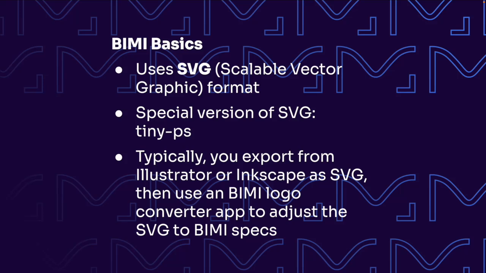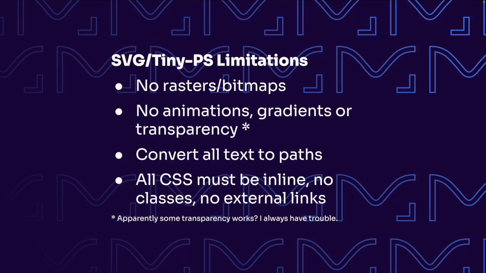A BIMI logo, when you set up the actual file with your logo image in it, uses an SVG format, Scalable Vector Graphics, and it uses a special version of SVG called Tiny PS. The way most people set this up is they export their graphic logo from Illustrator or Inkscape, save it as SVG, then they use a BIMI logo converter app to adjust the SVG so that it matches BIMI specifications. SVG and the Tiny PS version of it used by BIMI have some limitations.